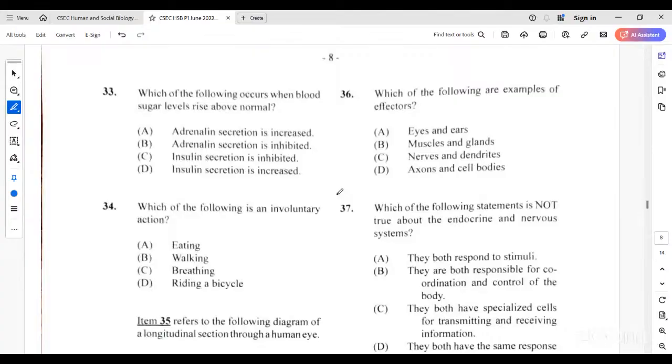33. Which of the following occurs when blood sugar levels rise above normal? If we are talking about the rise in blood sugar levels, instantly we are talking about insulin being secreted. So insulin secretion is increased. 33, the answer is D.